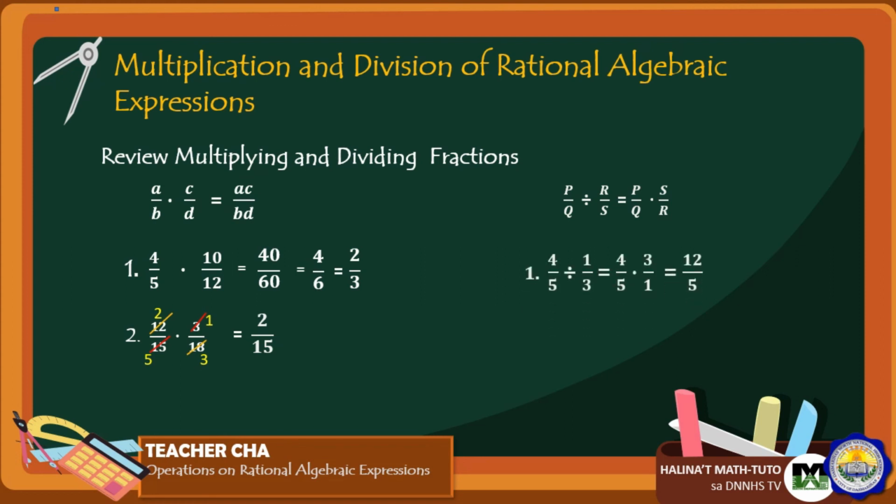Example number 1. 4/5 divided by 1/3 is equal to 4/5. Change division into multiplication. Get the reciprocal of 1/3, and that is 3 over 1, and then multiply. 4 times 3, 12. 5 times 1 is equal to 5. Answer is 12 over 5.